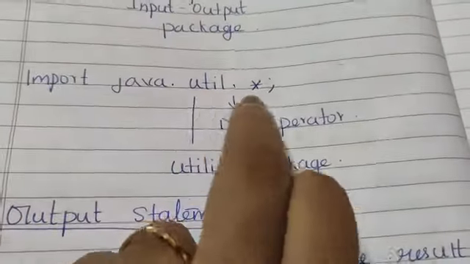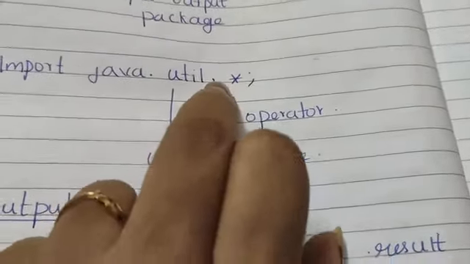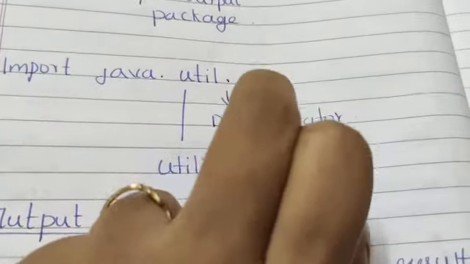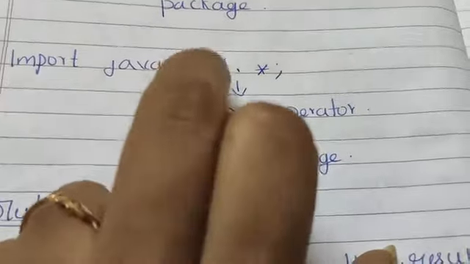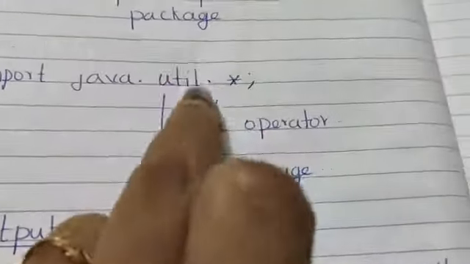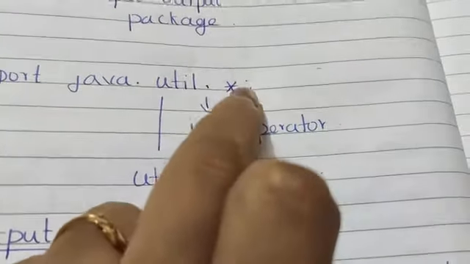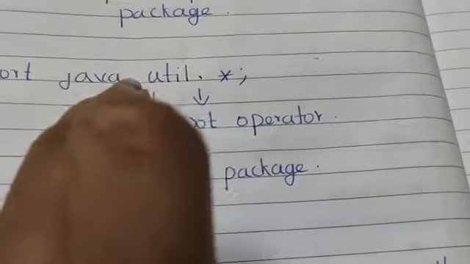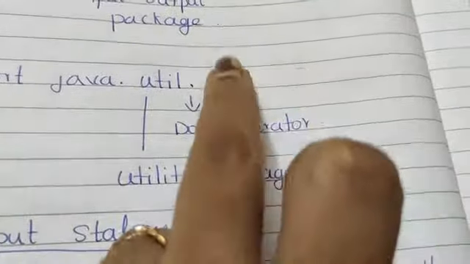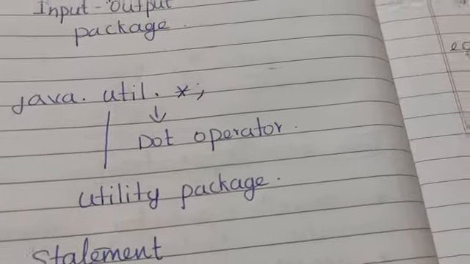Similarly, java.util.asterisk. Through this dot operator, you are going to invoke all the member functions in the util class. Util means what? Utility. The Scanner class we use, no? You can either import all the functions or the particular member function also. Sometimes we used to give java.util.Scanner alone, right? So we are going to use only Scanner, which means we are going to give only the Scanner. Like that we are going to use it.